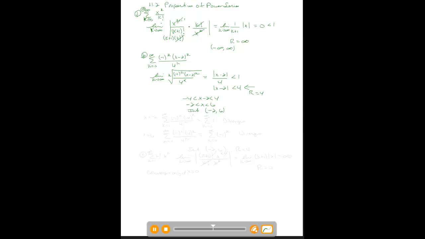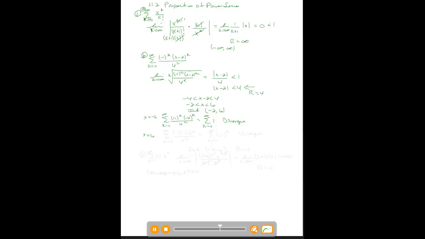Now, when you're using the root test, it doesn't tell you about the endpoints, so we need to check the endpoints. First looking at x equals negative 2, that summation turns into negative 1 to the k, negative 2 minus 2 is negative 4 to the k, over 4 to the k. The negative 1 to the k and the negative in front of the 4 to the k are going to be a 1. This is the sum of 1, which is 1 plus 1 plus 1, and that diverges. So I can't include negative 2.